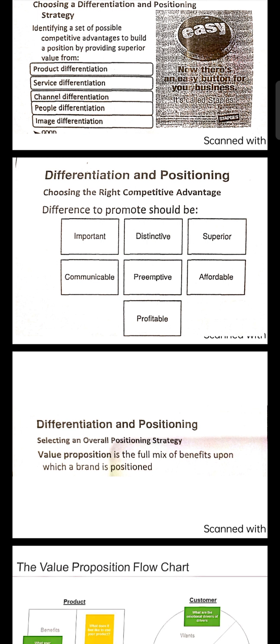Differentiation and positioning. Okay, further on, choosing the right competitive advantages. Important: the difference to promote should be important. Okay, how important is your product compared to your competitors. Distinctive: how special is your product, how superior is your product, and how can your product be communicated to your customer. Preemptive, in layman's terms, is like your consumers are anticipating and expecting your product, as a priority.